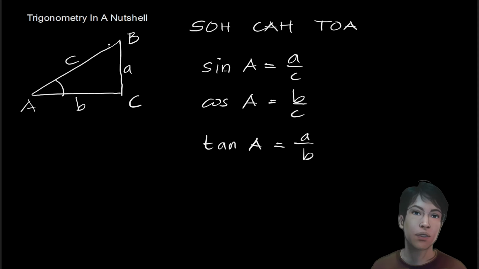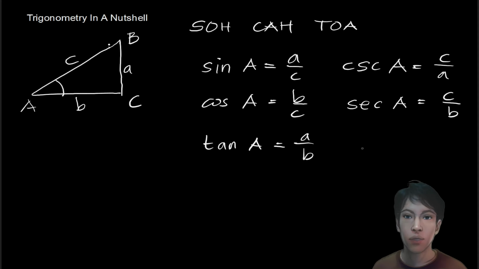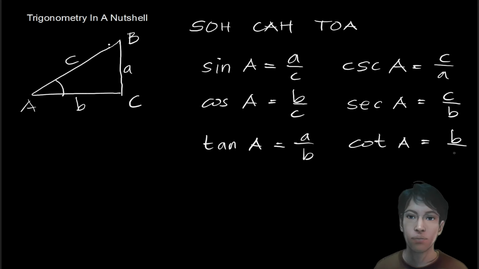The inverse of sine is cosecant, abbreviated as CSC. Cosecant of A is simply the reciprocal of A over C, so that is C over A. And then we have secant for cosine. So secant A is C over B. And the reciprocal of tangent is cotangent. So cotangent A is B over A.